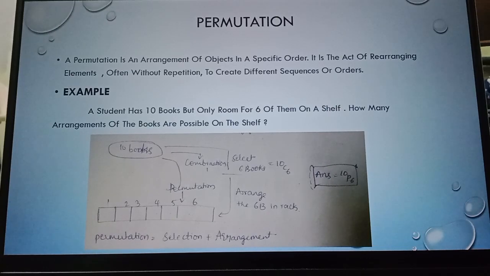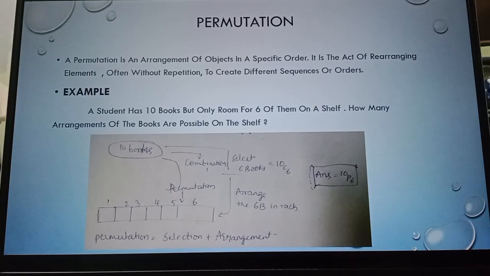For better understanding, let us look into an example. A student has 10 books, but only room for 6 of them on a shelf. So we need to arrange 6 books on a shelf, and we need to find out how many ways of arranging these books are possible. How many ways can we arrange those 6 books on a shelf? This is the problem.